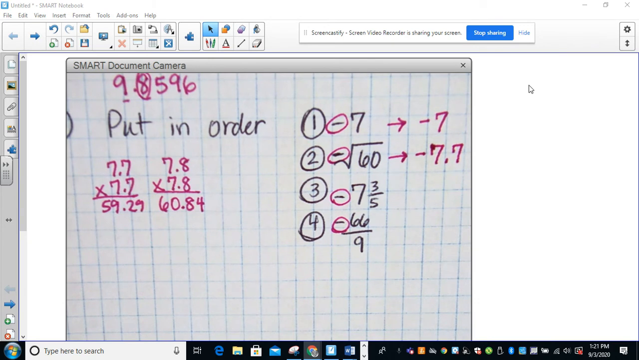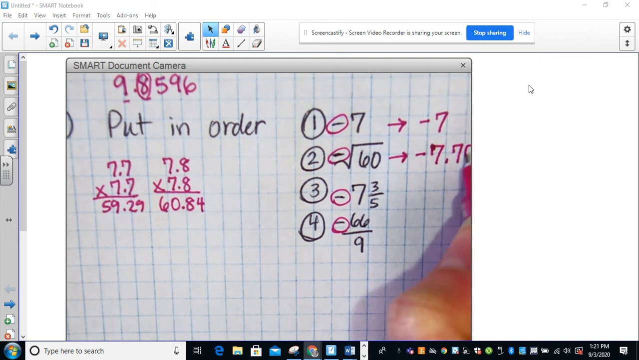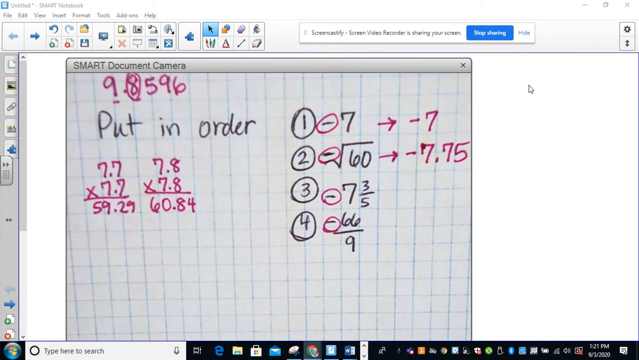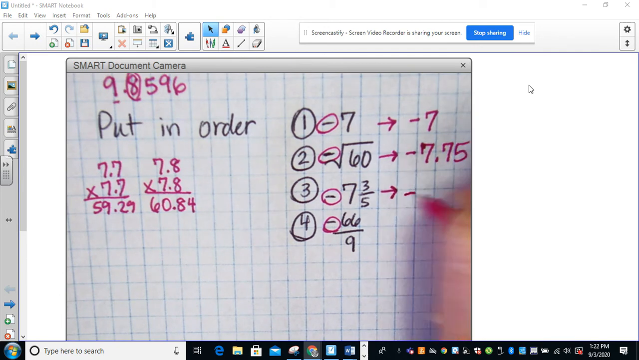Negative 7.7. I'm going to do 7.75 and see how close that is. That's super close. So I can even go one further. Again, you would have to do this probably without a calculator. I'm just trying to save some time. This again is a negative.